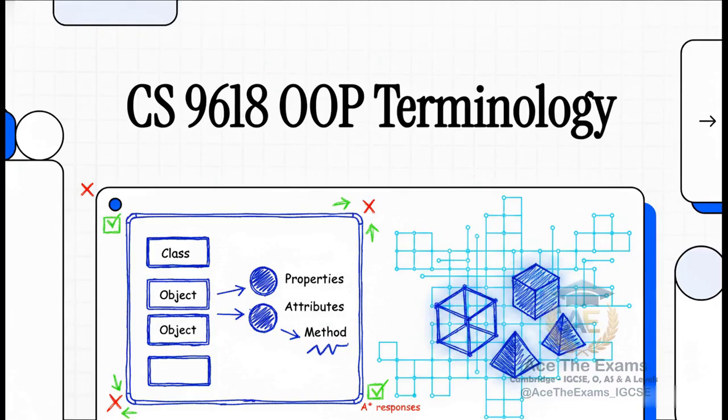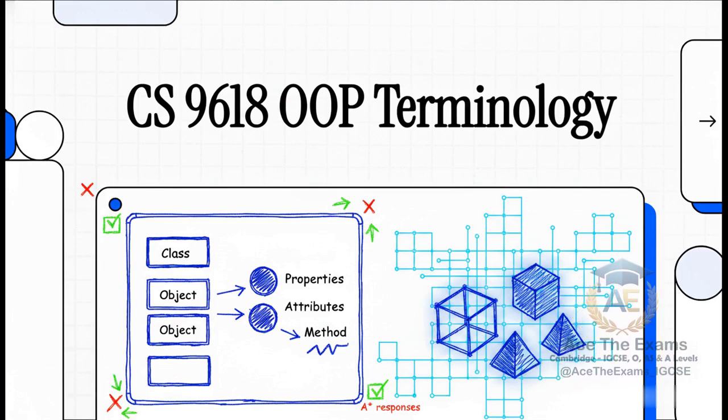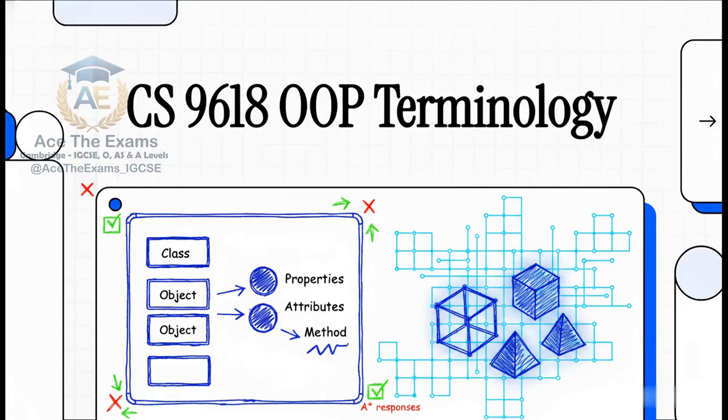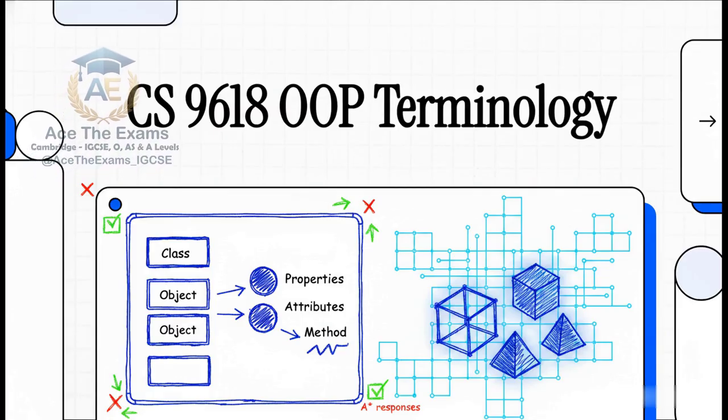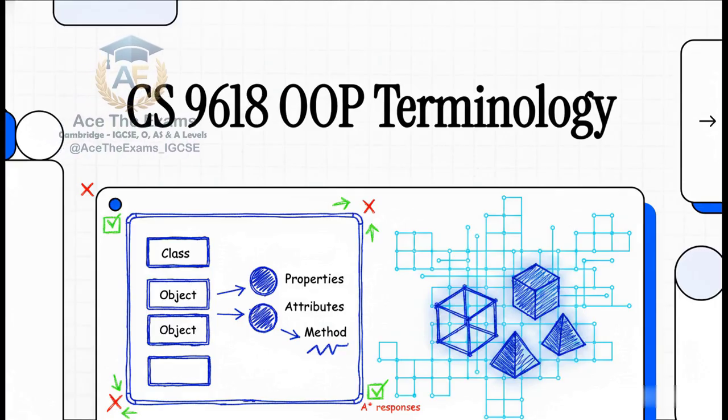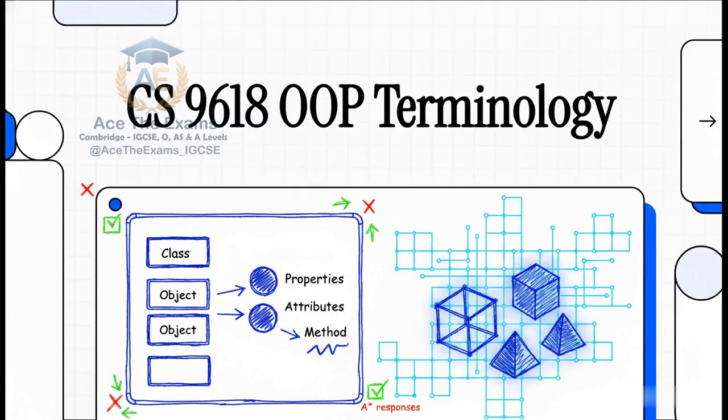Today, we are focusing laser-tight on one of the most critical make-or-break areas in the Cambridge 9618 syllabus, object-oriented programming, or OOP, terminology. Specifically, we're talking about objects, properties, attributes, methods, and classes. Now, you might be wondering why we are so focused on terminology. It's because the difference between sitting at a B grade and securing that elite A-star grade almost always comes down to mastering exactly how to apply this terminology in unfamiliar contexts.